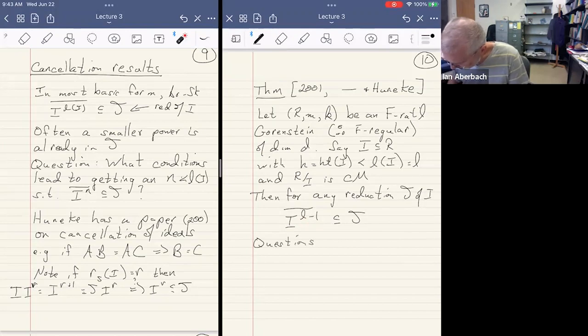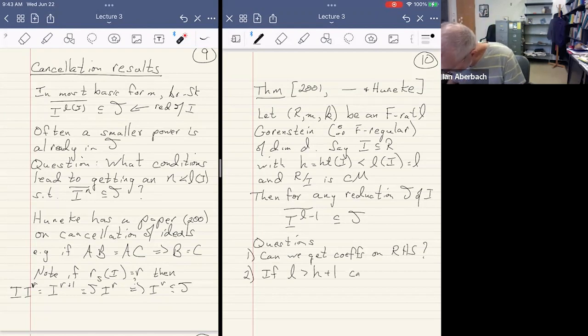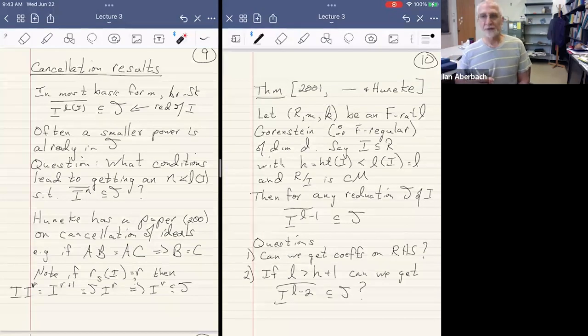So I'll write it as questions. One, can we get coefficients on the right-hand side? And two, if say L is greater than h plus one, so not just greater than h, can we get I to the L minus two bar contained in J? I think those are both interesting questions that it would be nice to see answers to. And then one can wonder, if one can answer the second question positively, can you get coefficients? There's no end to these questions.